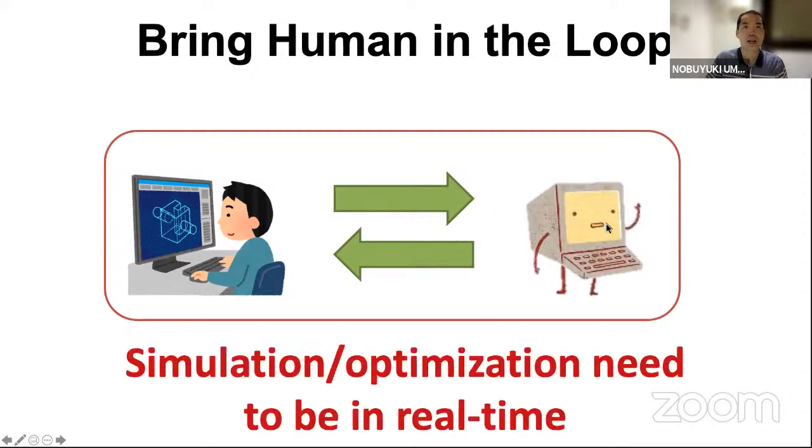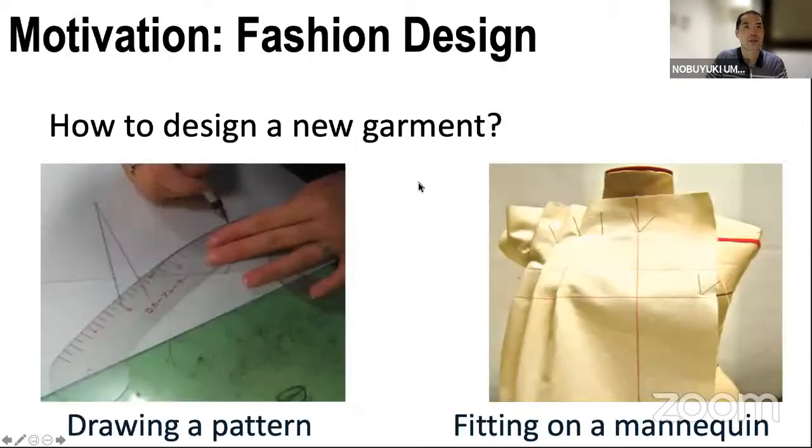To do so, the simulation and optimization have to be real time to allow the user to think during this optimization loop. So that's a big challenge. We have solved this kind of problem in many projects, but here is a good example to start with. This is an example of fashion design.